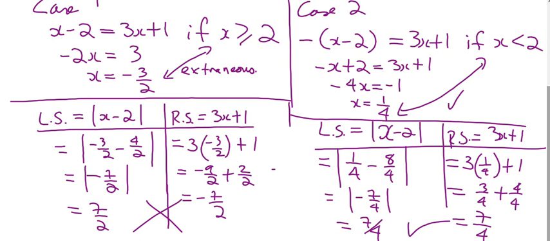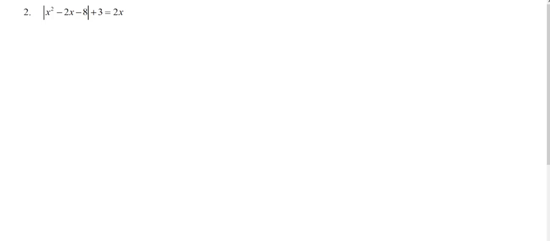Any questions? Let's kick it up a notch. The absolute value of x squared minus 2x minus 8, plus 3, is equal to 2x. What's your first step? Based on step 1, isolate the absolute value expression on one side of the equation. Which means we got to do what?